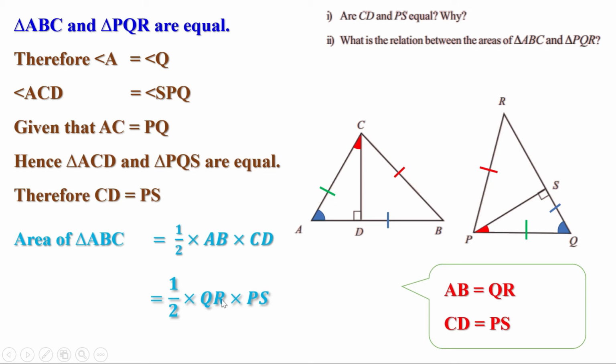Now what is half into QR into PS? It is the area of triangle PQR. Half into one side into height to that side. So this is equal to the area of triangle PQR. That means the areas of these two triangles are equal.